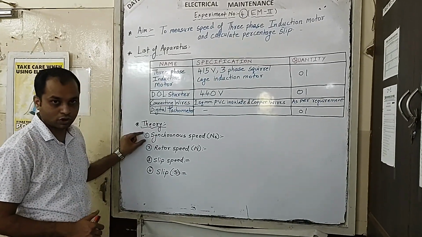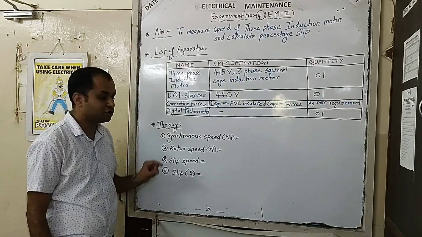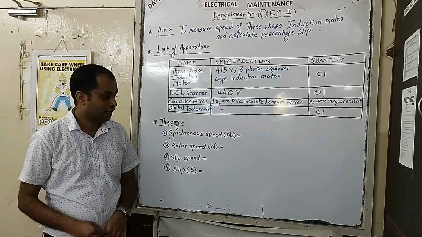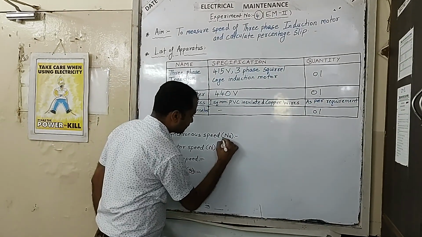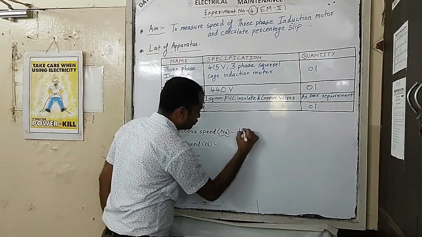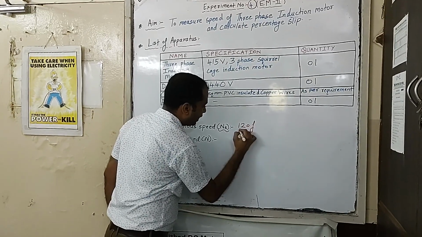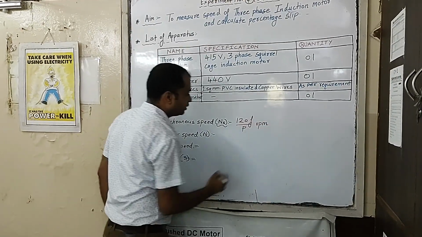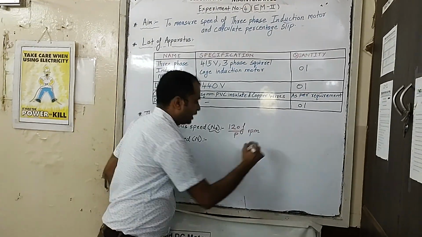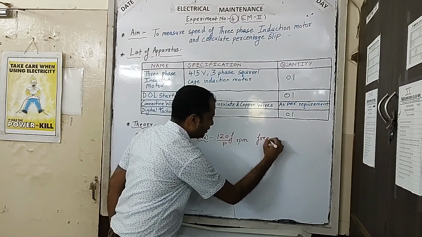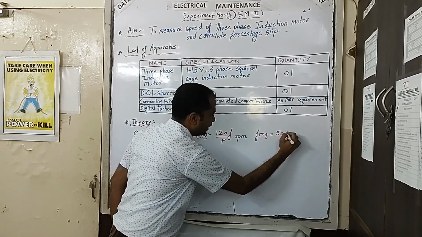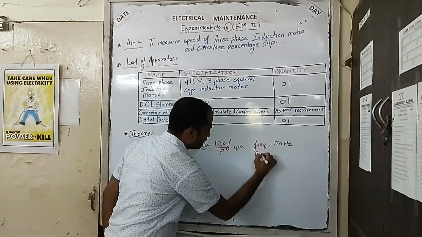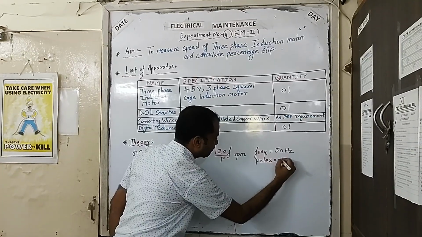For a three-phase induction motor, we have studied in the theory the definition of synchronous speed. It is the speed of the rotating magnetic field. It is indicated by letter Ns and we calculate it by using the formula 120 F upon P. Its unit will be revolutions per minute. Here F indicates supply frequency, which according to Indian standard is 50 Hz, and P indicates the number of poles of the motor.